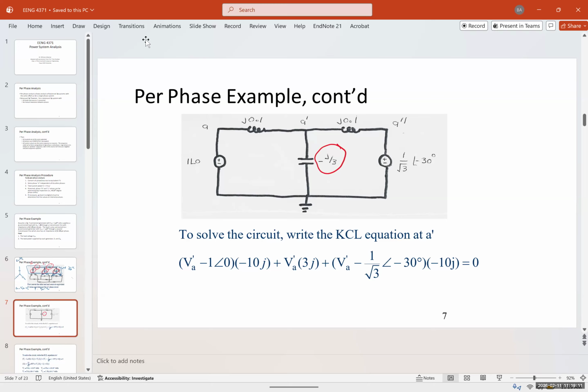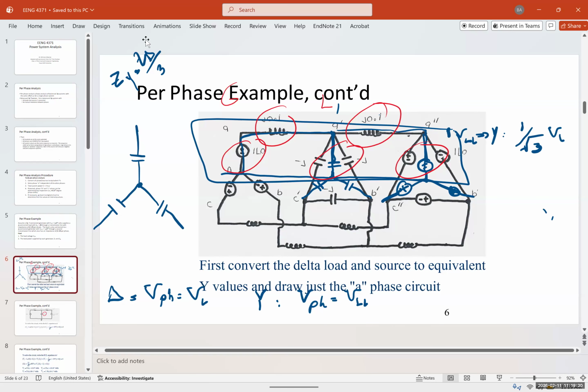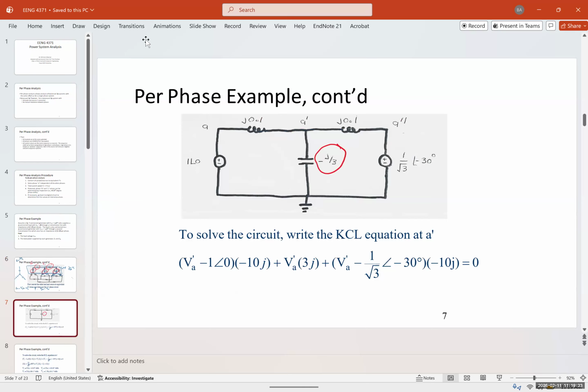The impedance for the delta was negative J. For Y, it's going to be negative J over 3. The voltage for delta was 1 with the degree of 0 degree. Now it's going to be 1 over square root of 3 with the degree of negative 30 degree, which, as I mentioned, is a 30-degree shift when you add them together. The source on the left, you don't touch it. It's going to be exactly the same. And the impedances, again, you don't touch. It's going to be the same.